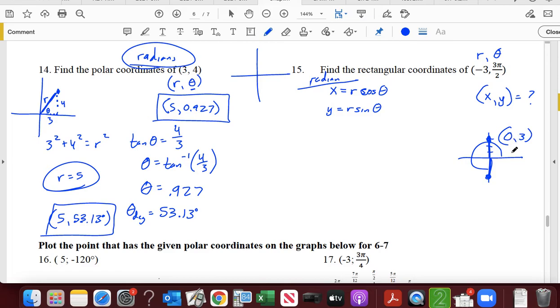So we know that's our answer because there's no angle formed there. So we know it's just 0, 3. The radius is pretty easy. Now, let's confirm it using our formula.